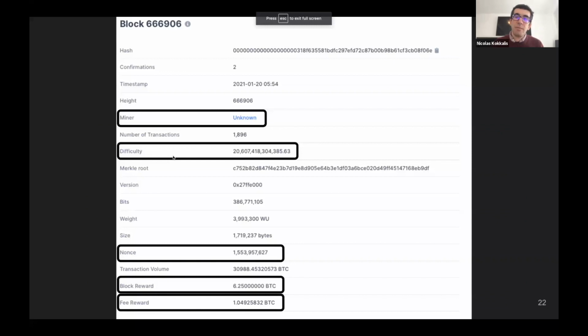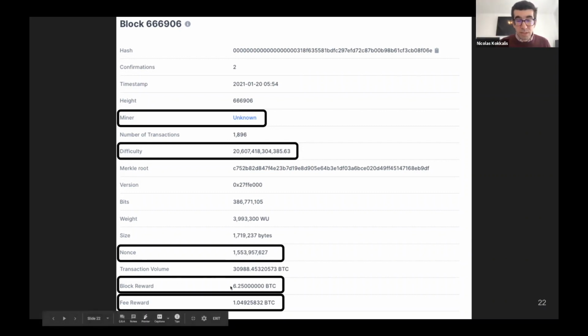Let's look at the real Bitcoin block from earlier this morning. Interesting concept. I told you miners sometimes are unknown. How can we trust them? We'll talk about it next class. This is the current difficulty. This is the exact number. That's what I said. It's 20 trillion. This is the nonce of that block. It's 1.5 billion something. And this is the block reward. This is the Coinbase, 6.25 Bitcoin.